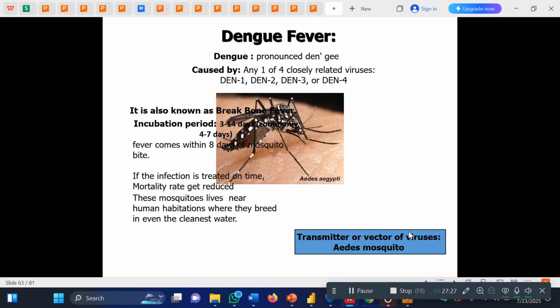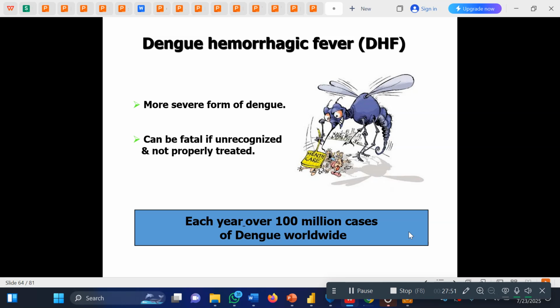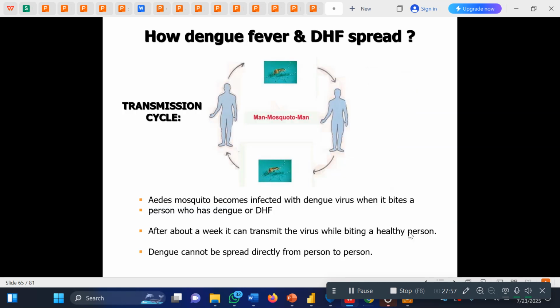The incubation period of dengue fever is between 3 to 14 days, but commonly between 4 to 7 days. Fever comes within 8 days after a mosquito bite. If the infection is treated on time, mortality rates get reduced. These mosquitoes live near human habitat, where they breed in even the cleanest water. More severe forms of dengue can be fatal if unrecognized or poorly treated.